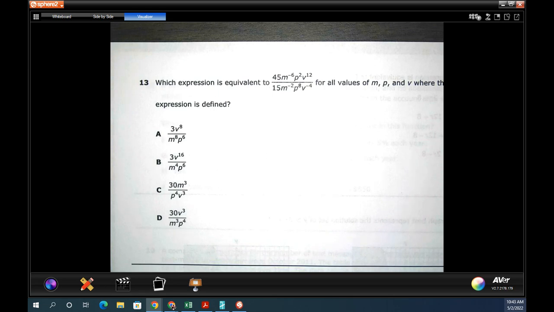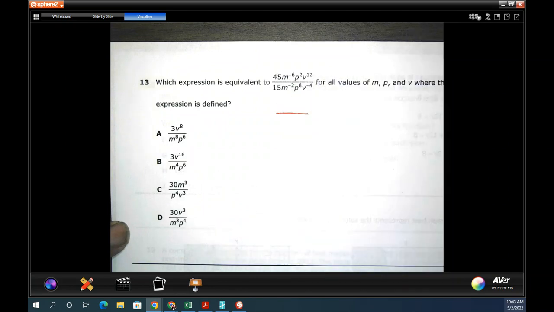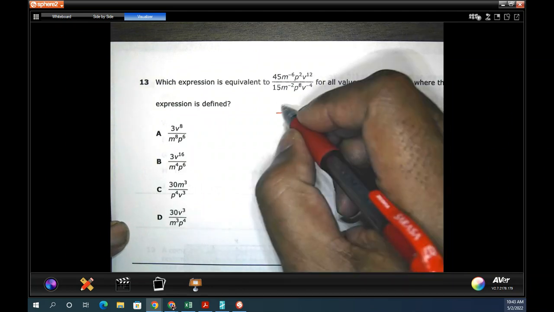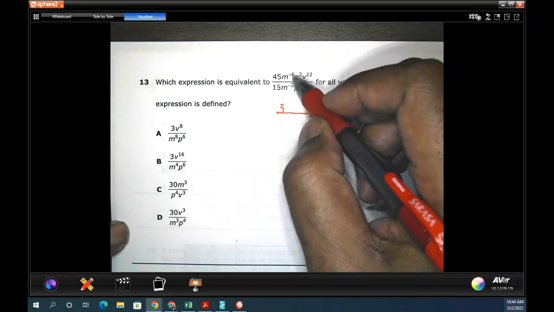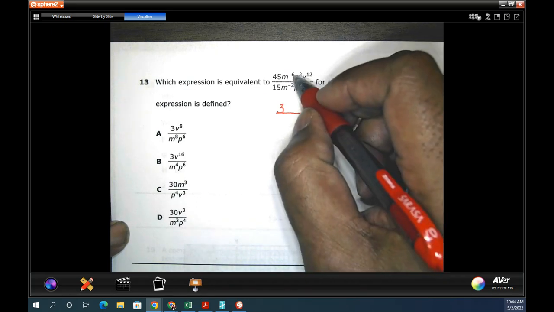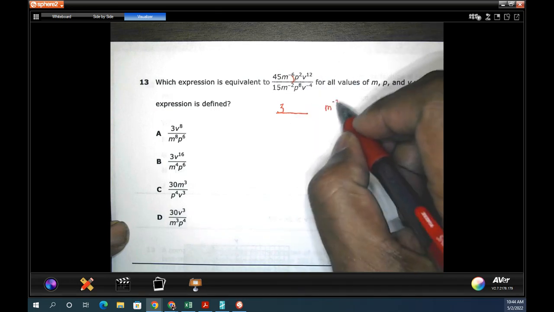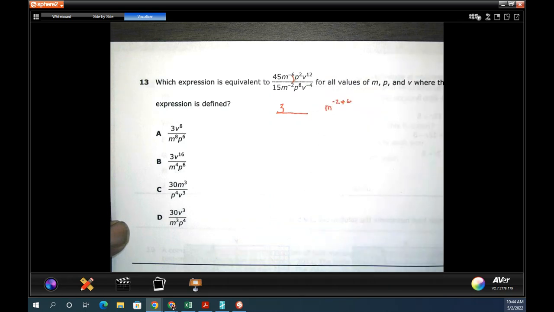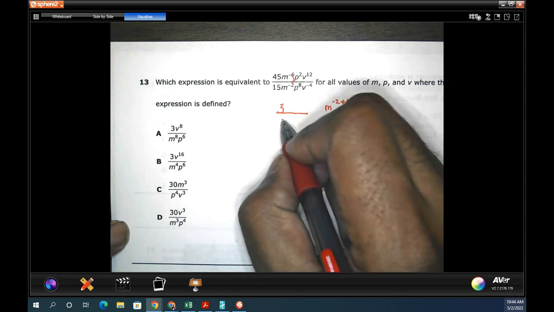All right. Exponents, which you love the most. Watch 13. Watch this. What's 45 divided by 15? 3. Okay. Watch this. We subtract where the larger one is. Which is larger? -6 or -2? -2. So we're going to move this down here. So that becomes m to the -2 plus 6. You change the sign. What's -2 plus 6? 4. Remember, we did it in a denominator.